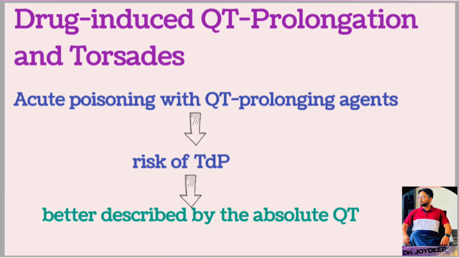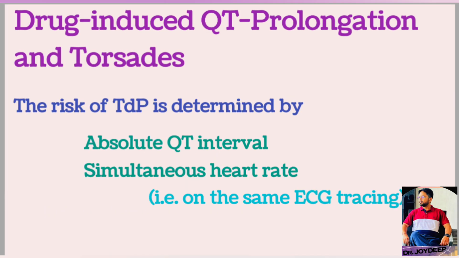In the context of acute poisoning with a QT prolonging agent, the risk of Torsades de Pointes is better described by the absolute QT interval rather than the corrected QT interval. More precisely, the risk of Torsades de Pointes is determined by considering both the absolute QT interval and the simultaneous heart rate on the same ECG tracing.